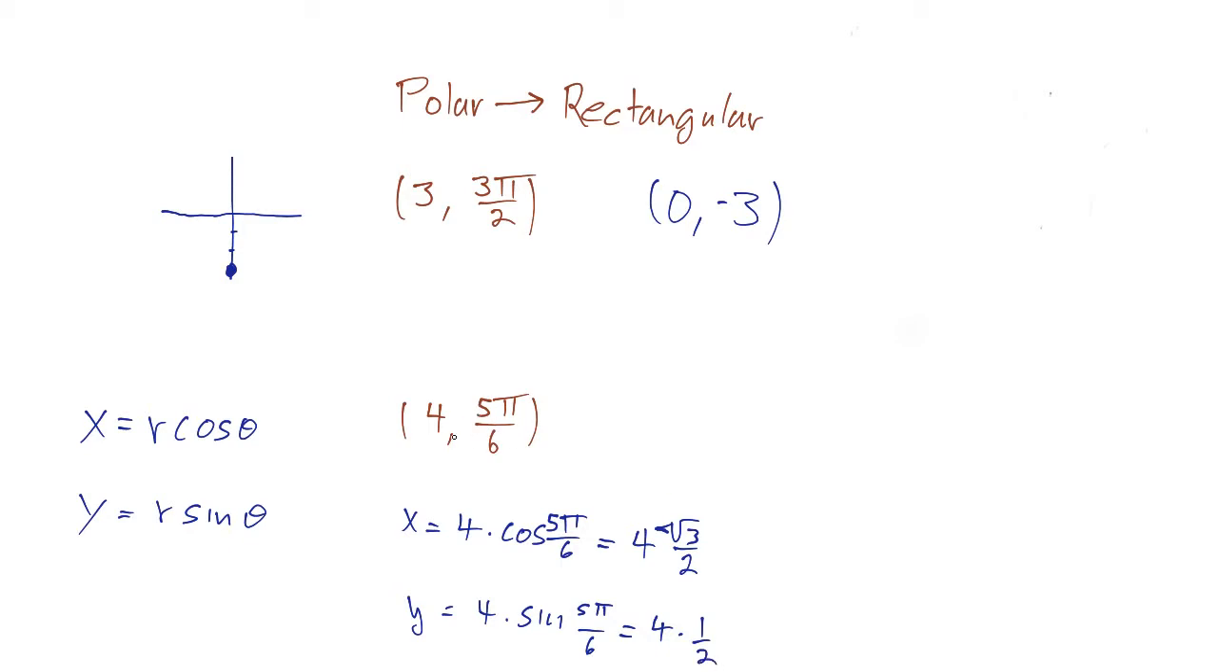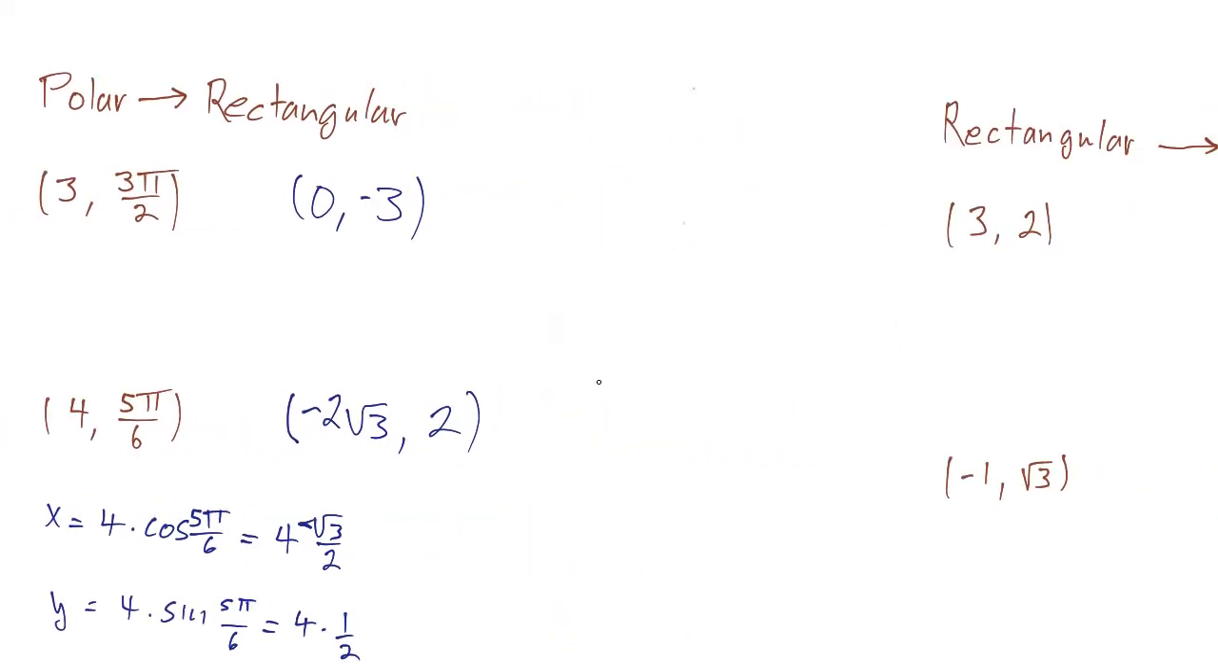Alright, so the point in polar coordinates (4, 5π/6) corresponds to the point in rectangular coordinates... 4 times negative root 3 over 2, that is negative 2 square roots of 3. And the y-coordinate, 4 times 1/2, is just 2. So there we have it. An x of negative 2 square root of 3, y is 2. So if you use these formulas, x is r cosine theta, y is r sine theta, it's easy to convert from polar coordinates to rectangular coordinates. Let's try to go the other direction now.